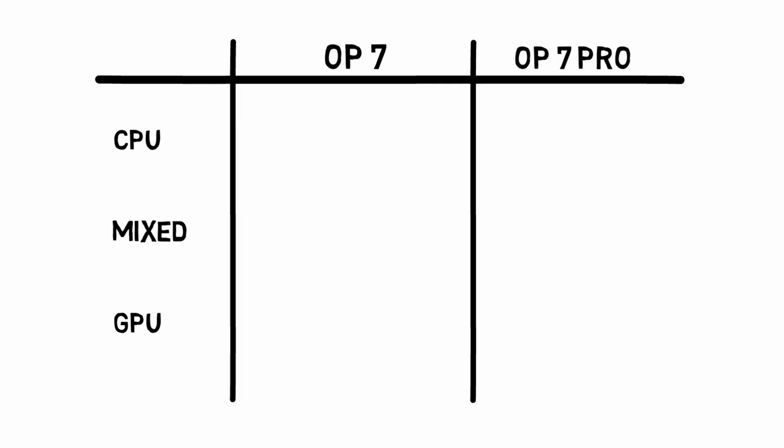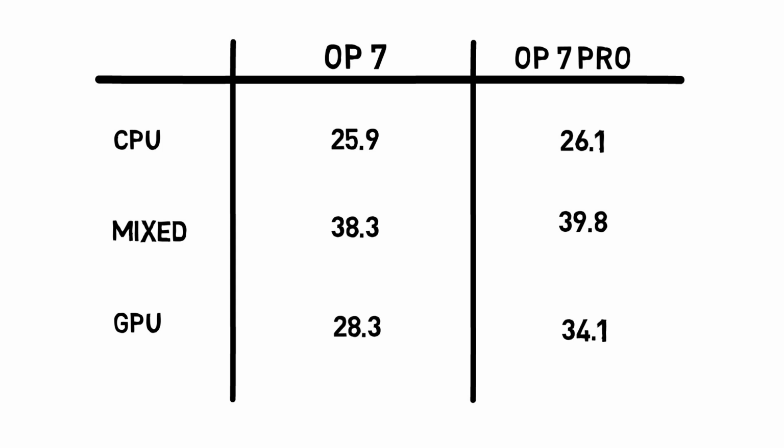Okay, so as you can see, the CPU time between the two was very, very similar: 25.9 for the OnePlus 7, 26.1 for the OnePlus 7 Pro, just 0.2 of a second difference there. When we get into the mixed, again, a very, very similar situation, 38.3 and 39.8. However, when we get to the GPU, we can see a huge difference here, and this is because of the Full HD versus Quad HD: 28.3 seconds for the OnePlus 7 and 34.1 seconds for the OnePlus 7 Pro.